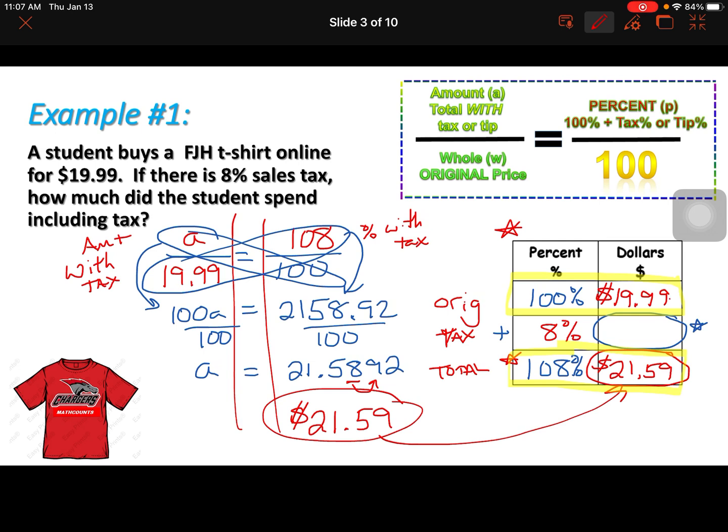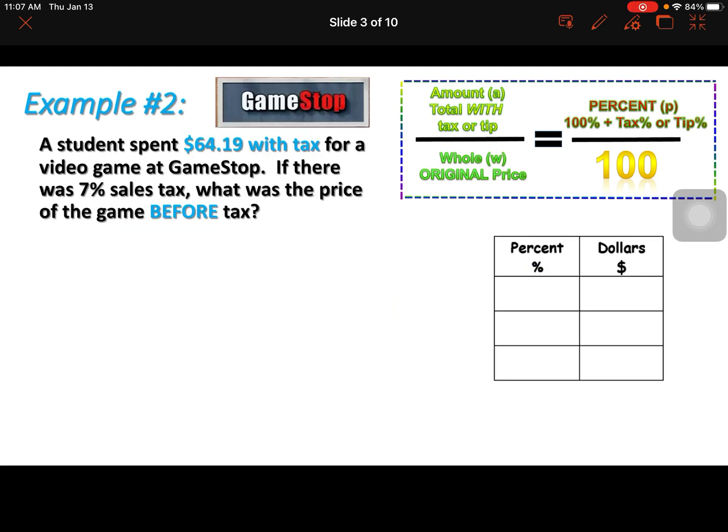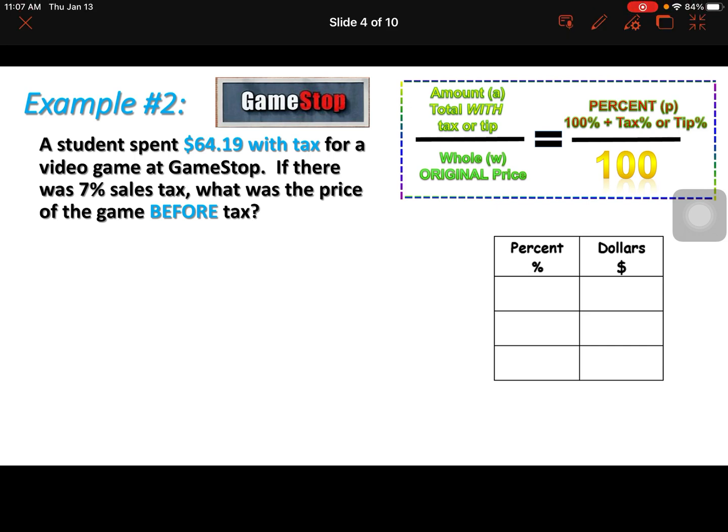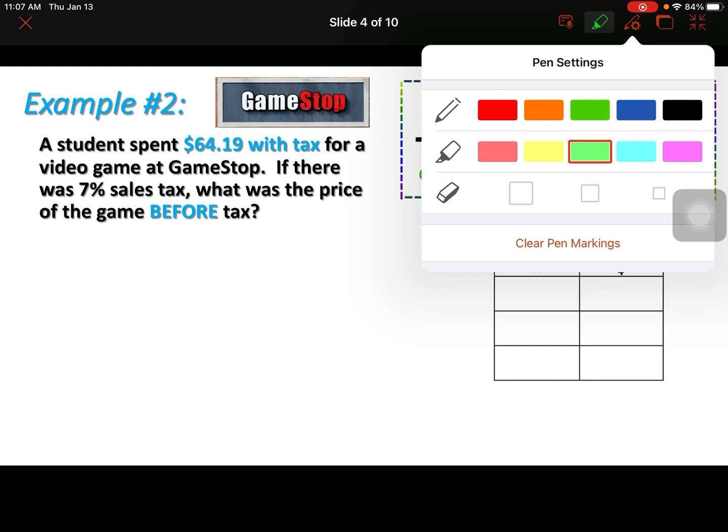Okay, if I subtracted these two amounts over here, if I subtracted the $21.59 and the $19.99, you could figure out how much you paid in tax, or if you just did the 8%. Now, the reason why we're learning this is because there are situations like this one. And it says the student spent $64.19 with tax for a video game.